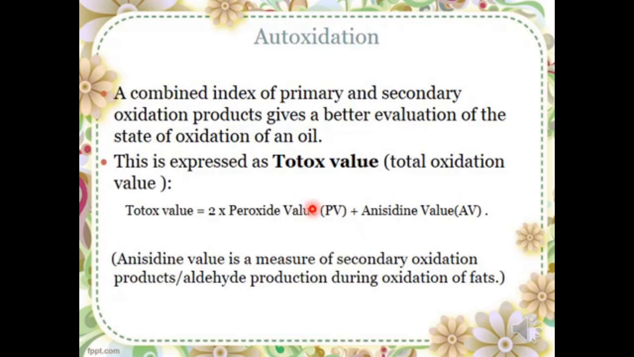So a combined index of primary and secondary oxidation products will give a better evaluation of the state of oxidation of a particular oil, and this is expressed as Totox value. Totox value means total oxidation value. So this is the formula. Totox value is 2 times peroxide value plus anisidine value, so 2 times PV plus AV. So AV is a measure of the secondary oxidation product, in this case aldehyde.